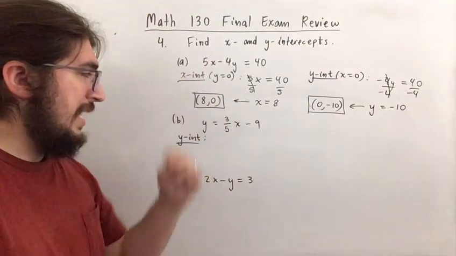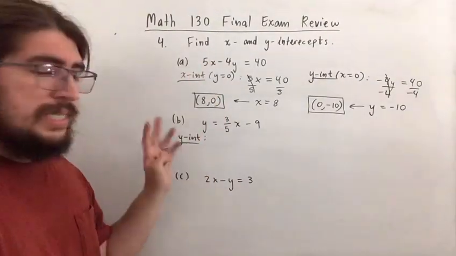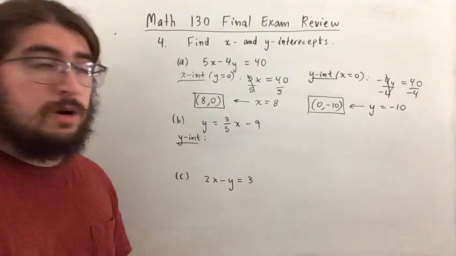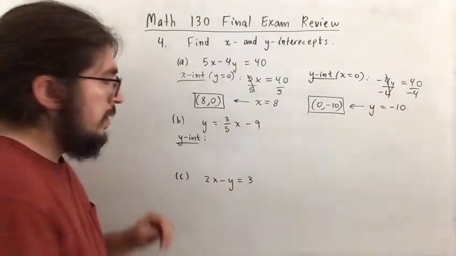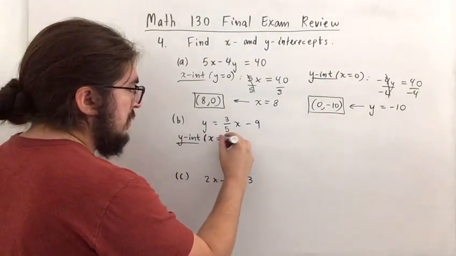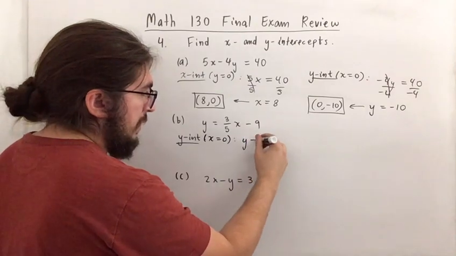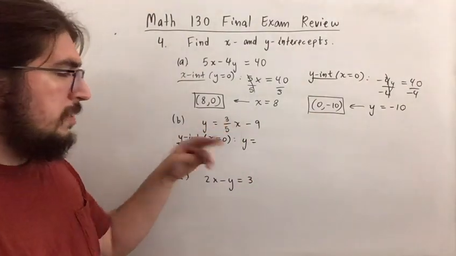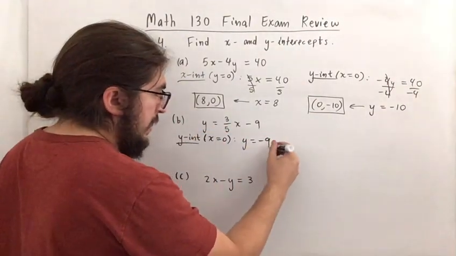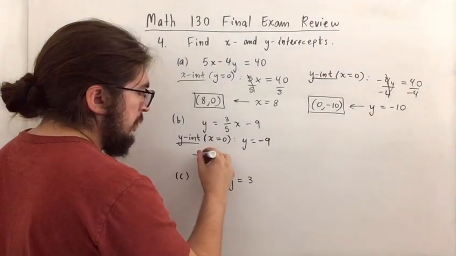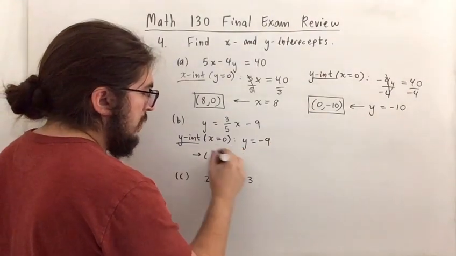This is of course in standard form. The reason why the y-intercept is easier here is because in slope-intercept form, you're given the intercept. But of course, if you just let x equal 0, you see that it comes out exactly the same. 3 over 5 times 0 is 0. 0 minus 9 is negative 9. So this corresponds to the point (0, -9).